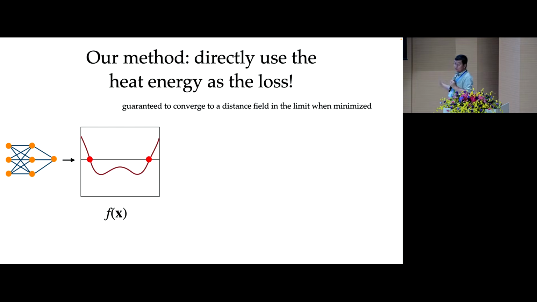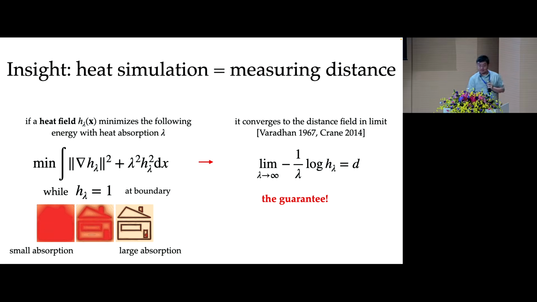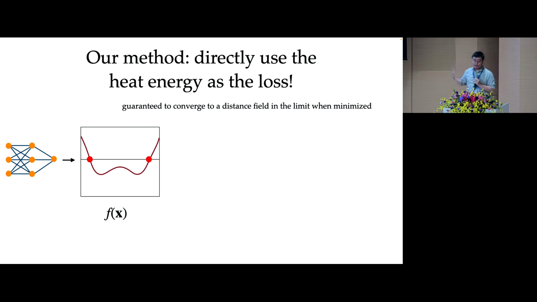And so at this point, it should hopefully be obvious what we are going to do. We just directly use this integral heat energy as our loss. So our method directly uses heat energy as loss. And you have a neural network. It generates a function f of x.